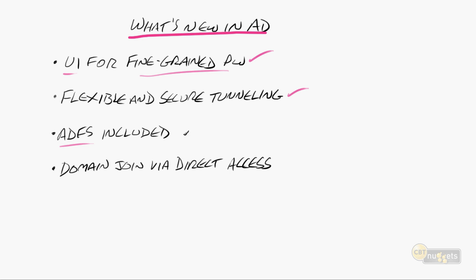There's also Active Directory Federation Services, that was now included in Server 2012, whereas you had to add it on to 2008. There's also domain join via direct access, which is really kind of a VPN on steroids, and now you can join to the domain using direct access, whereas that was not possible before.